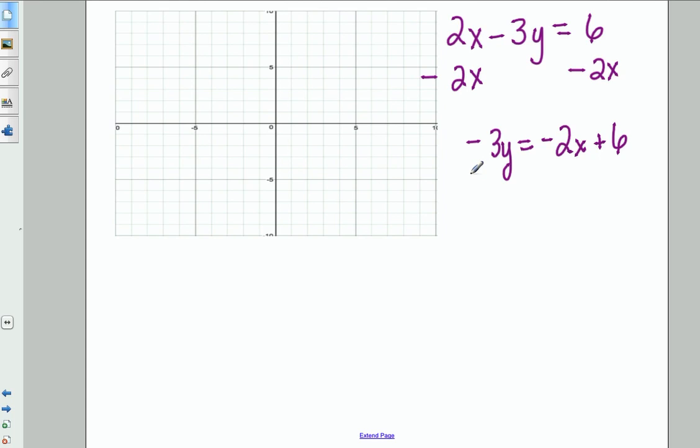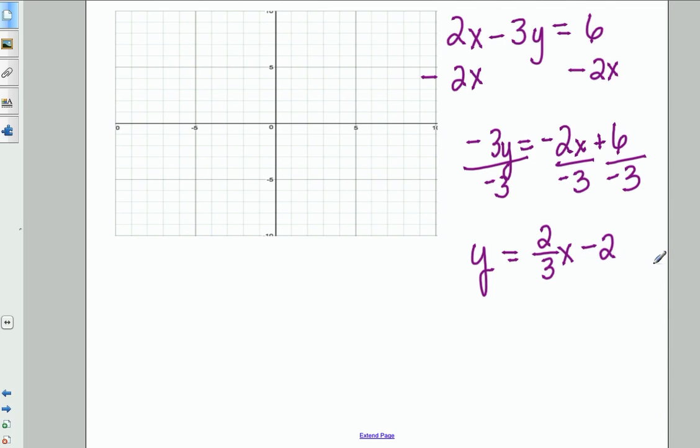No. Divide by -3. You can't add 3y because that would move the y all the way over. You want the y to stay. You want the -3 to go. So that becomes y equals 2/3 x. What? No, -2. 6 divided by -3.